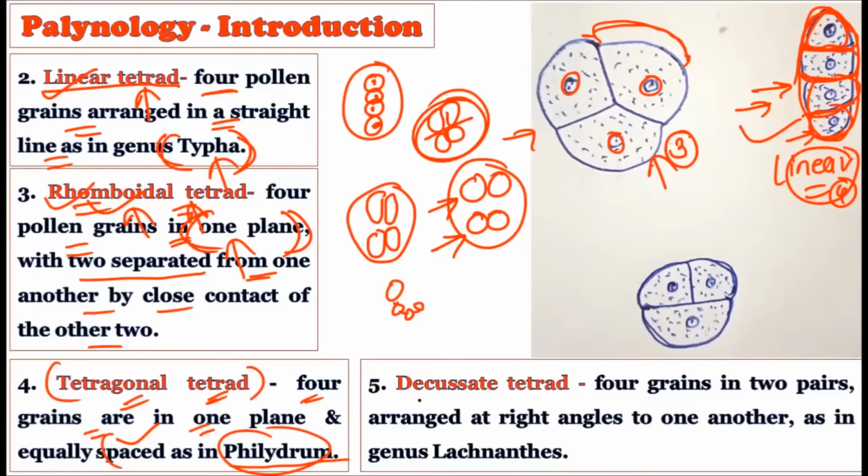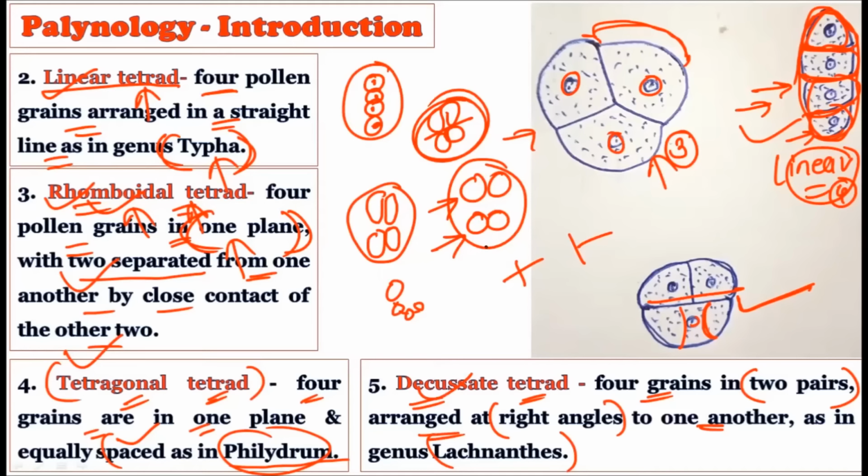Right. See the fifth one, it is called the decussate tetrad. Okay, here is the diagram for the decussate tetrad. The four pollen grains are in two pairs. Okay, so they are present in two pairs. For example, this is the first pair and this is the second pair, and they are arranged at a right angle to one another. Okay, that is, at right angles. They do not lie in one plane, but the other one lies at a right angle to the first one. For example, in the Lachenalia genus, you will find such a kind of pollen grains. Okay, so whether they lie in one plane or are present at a right angle, depending upon this, these last two to three types get separated from one another.